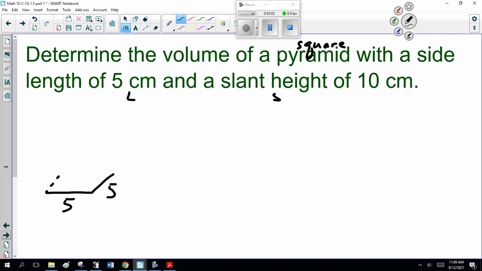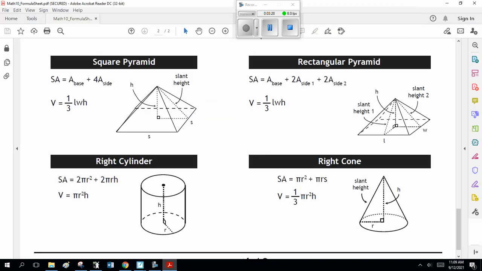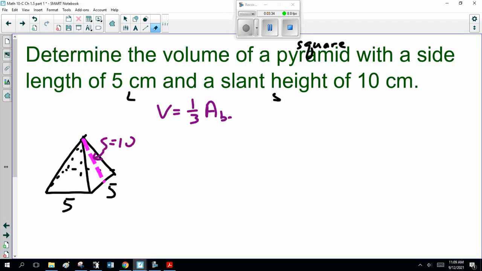All right, anyway. I gave you the slant height of 10, which means you've got to figure out the height, because volume is 1/3 area of the base. Oh, sorry. On the formula sheet, they went 1/3 length times width times height. Sorry, wrong formula. My bad. Use the same formula, not the one you learned when the dinosaurs ruled the world. All right. So volume is 1/3 length times width times height.